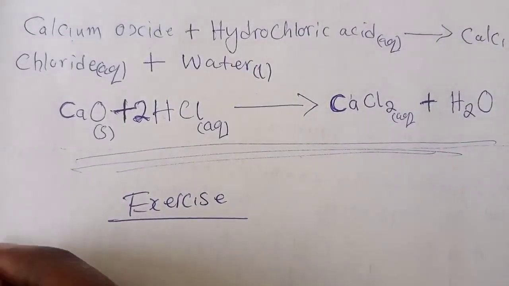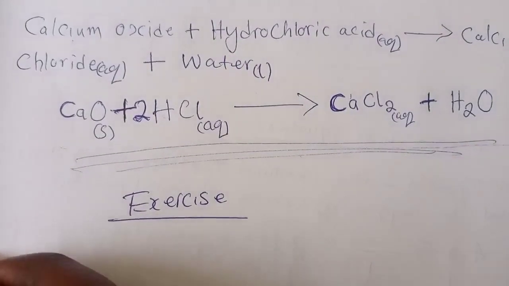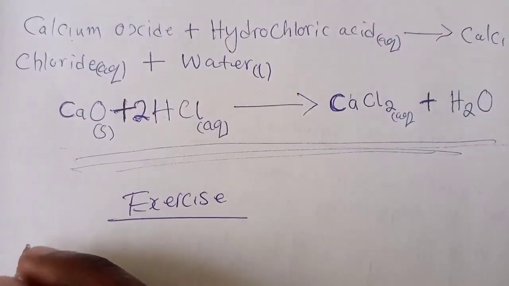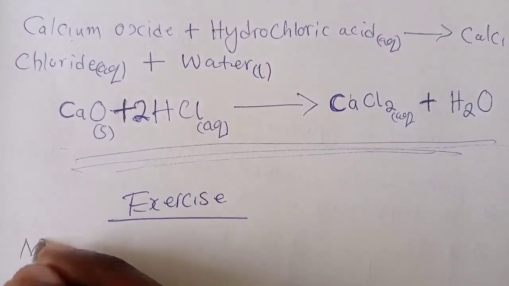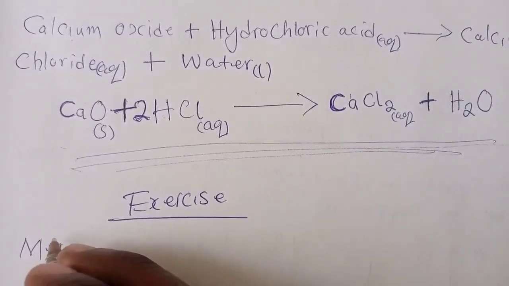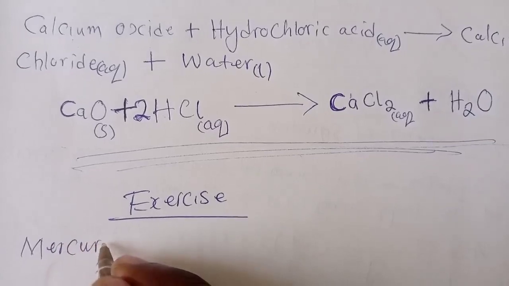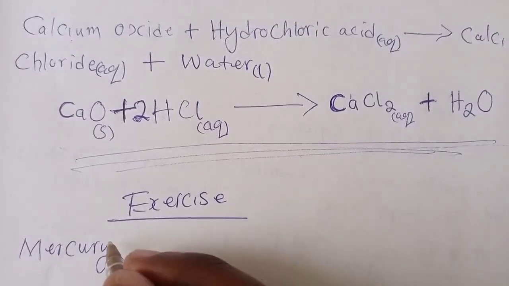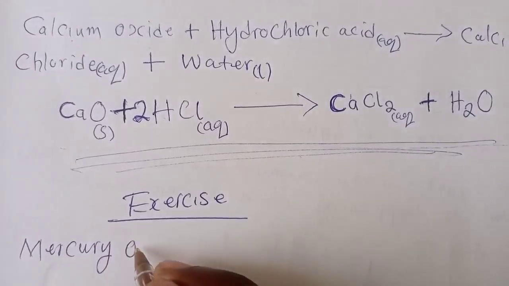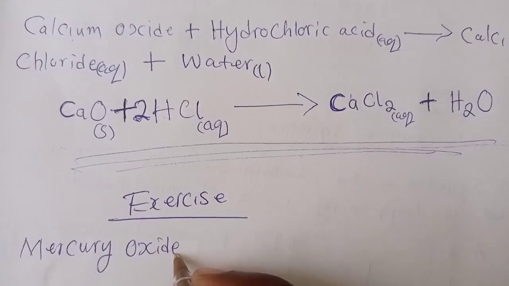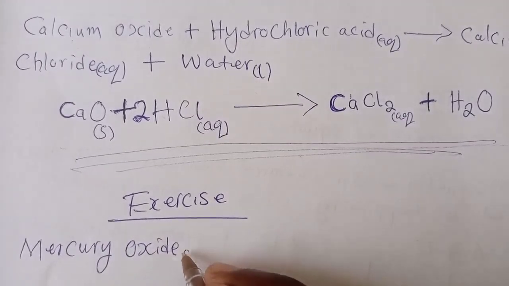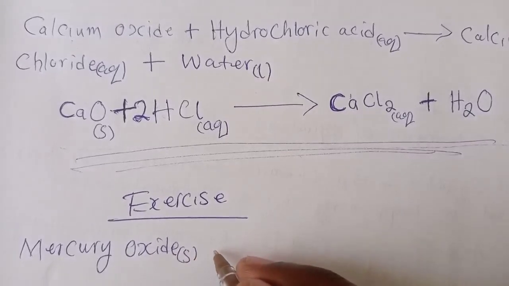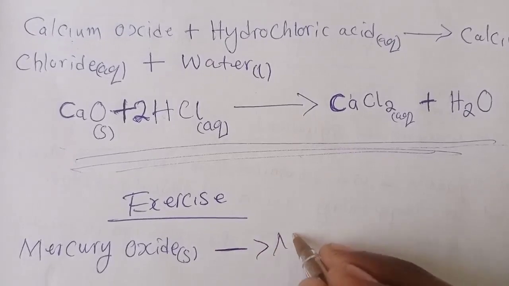So we have number 1. Number one, we have mercury. Mercury is on the periodic table, you find it on the periodic table. The same mercury oxide is in solid state. Mercury oxide is equal to mercury.